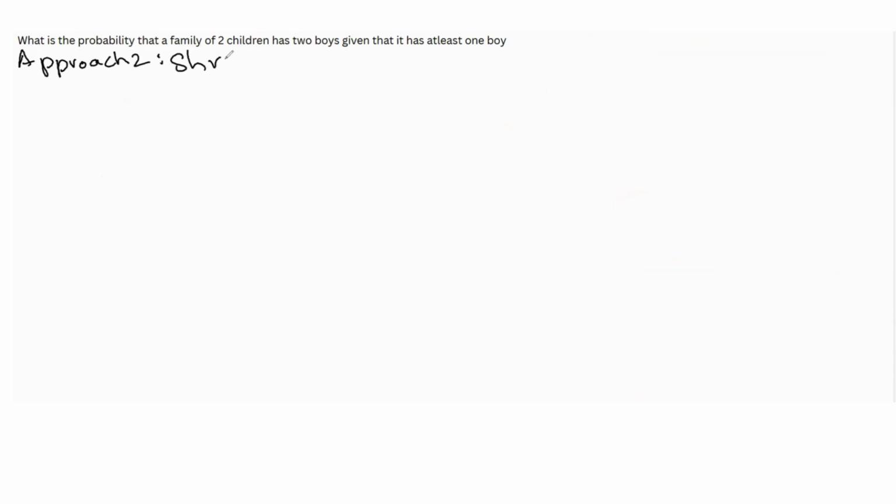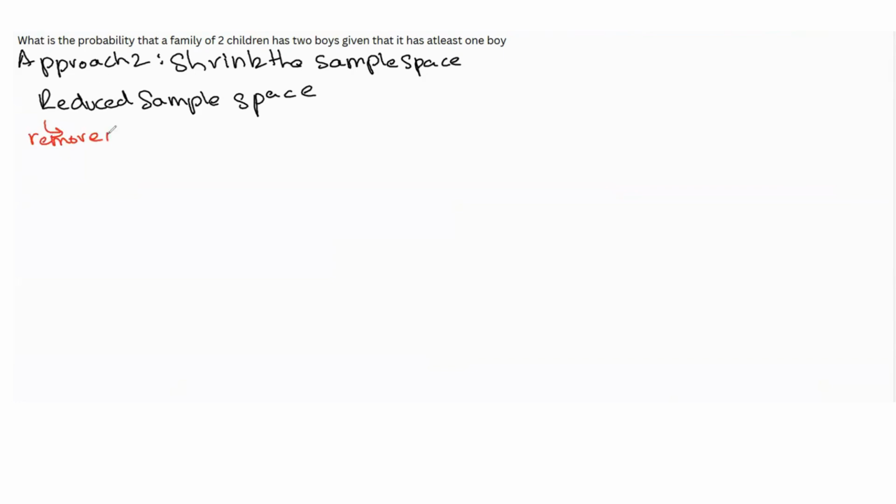What do we mean by this? We'll find the reduced sample space. Shrink the sample space. So what is the reduced sample space? Basically, we will remove what is not a possibility. You shrink the sample space, find the reduced sample space.